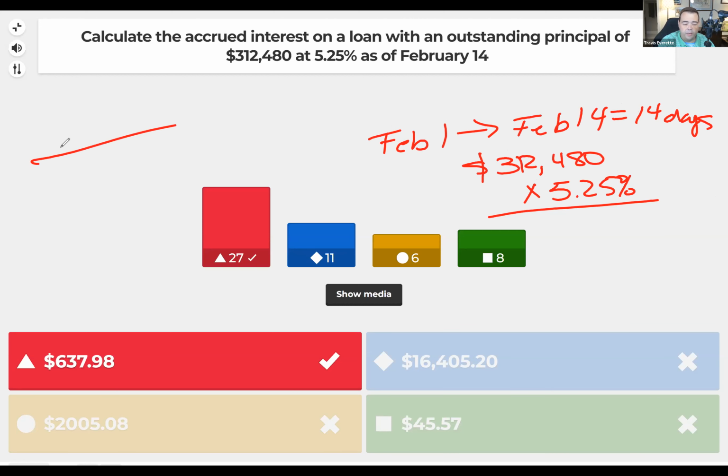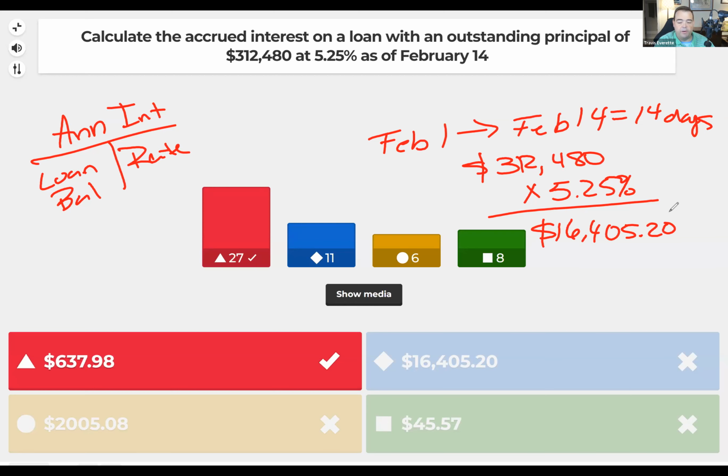Using that same formula, the annual interest is equal to the loan balance times the rate, right? So 312,480 times 5.25%, that is $16,405.20. How many of you got that far? Even if you didn't write it, you get that far. Okay. Now remember, that's annually.